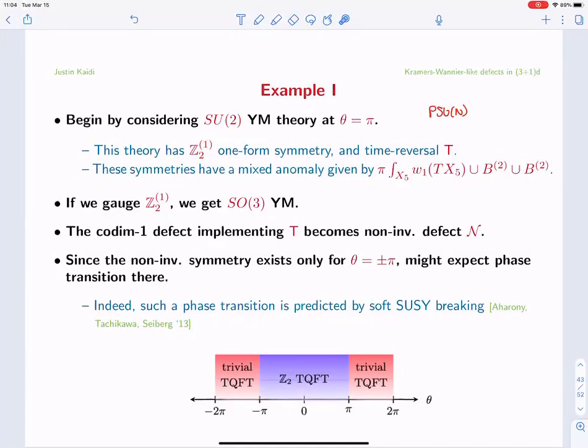Okay, thank you. Sorry, another related question. For odd N, there's no mixed anomaly at theta equal to pi, right? Right. But there are no smooth counterterms, and this kind of thing was discussed earlier, but this global inconsistency. Yeah, but this doesn't lead to a non-invertible defect, right?